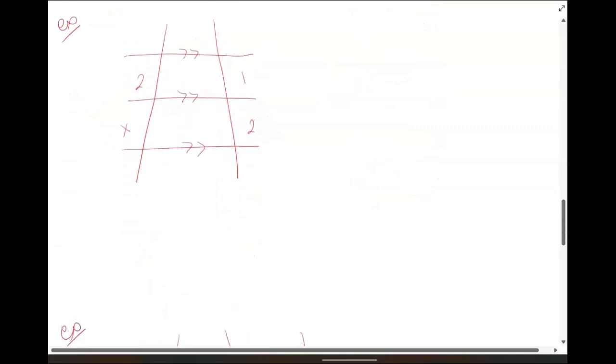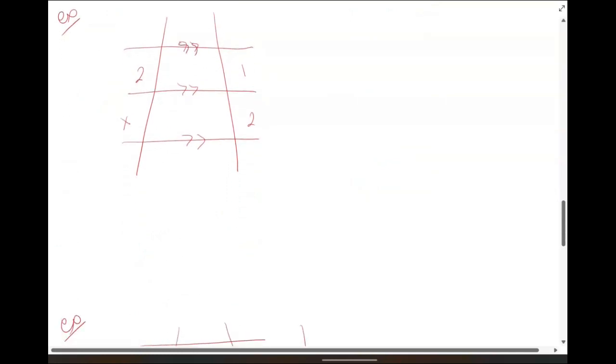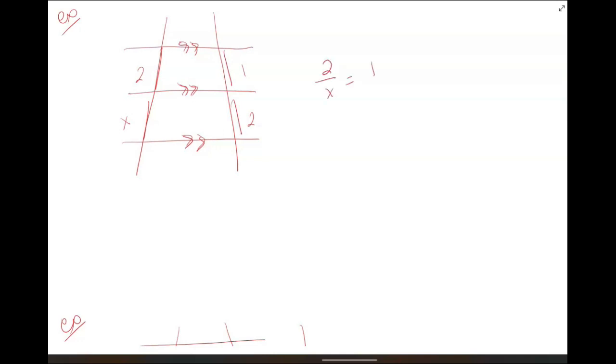All right, let's look at one of these. Now we have those 3 sets of parallel lines that told us this is proportional to this, and this side is proportional to that. So we can set up 2 is to x as 1 is to 2, and x equals 4. So that one's really easy.